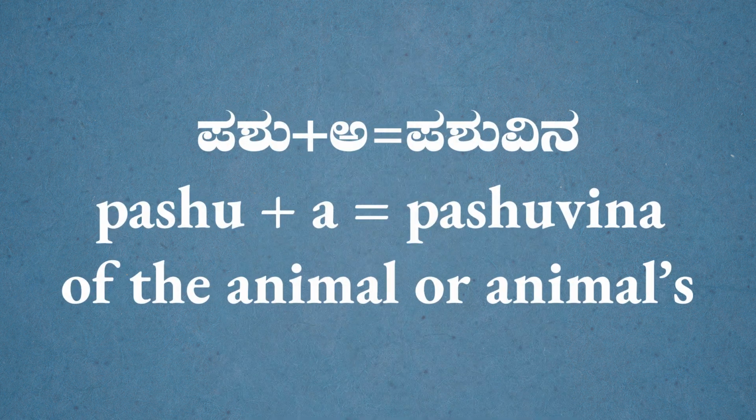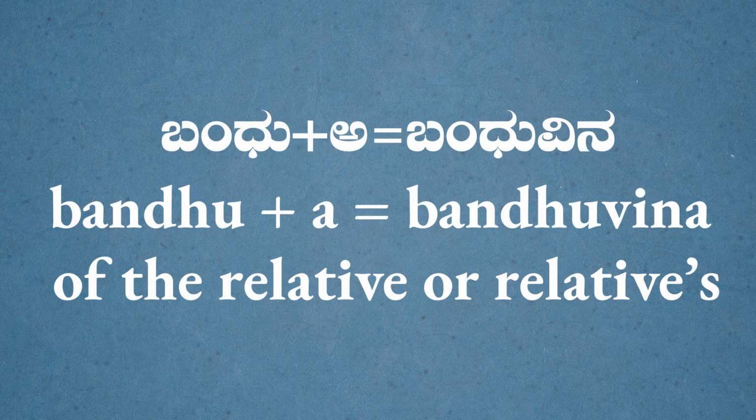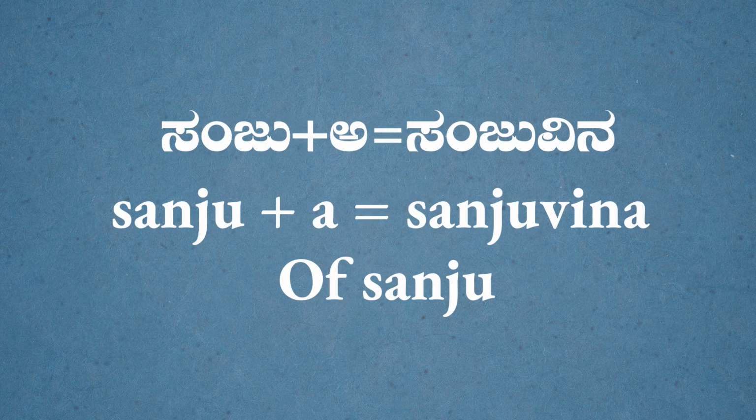Now let's practice adding the possessive marker a with vin to the following nouns that end in u sound. Pashu plus a becomes Pashuvina, of the animal. Bandhu plus a becomes Bandhuvina, which means of the relative. Sanju plus a becomes Sanjuvina, which means of Sanju.